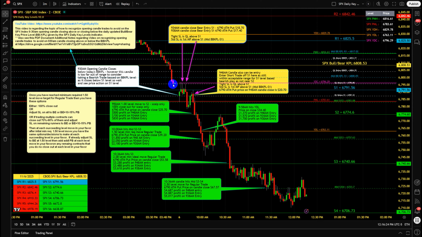Okay, so here we have the 9:30 a.m. opening candle for this session. As you can see in this particular session, the opening candle has gapped way below the indicator's bull bear key price level for today's session, which was 68.0853. This is an example of one of the rare instances where a 9:30 a.m. opening candle closes out of range in order to take a trade off of the bull bear key price level.